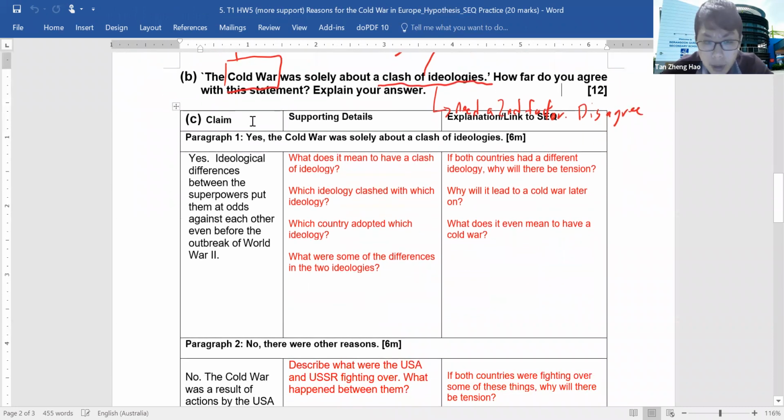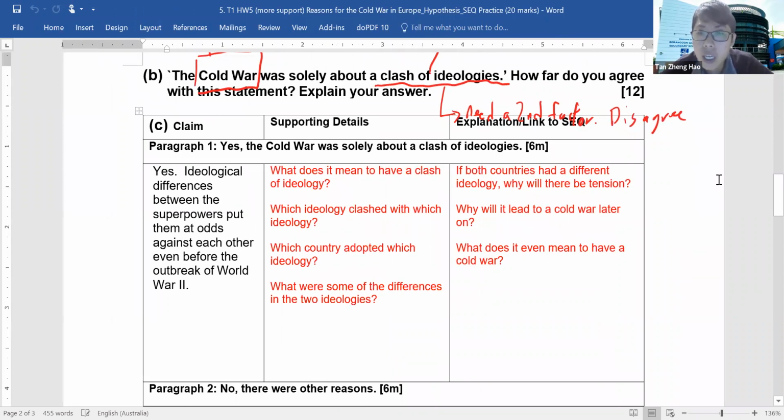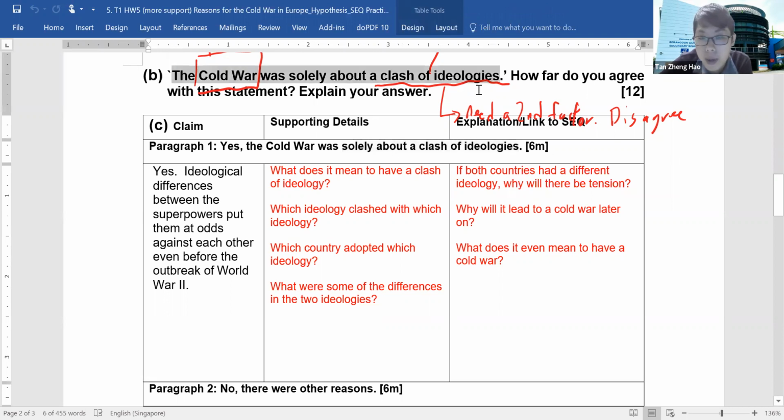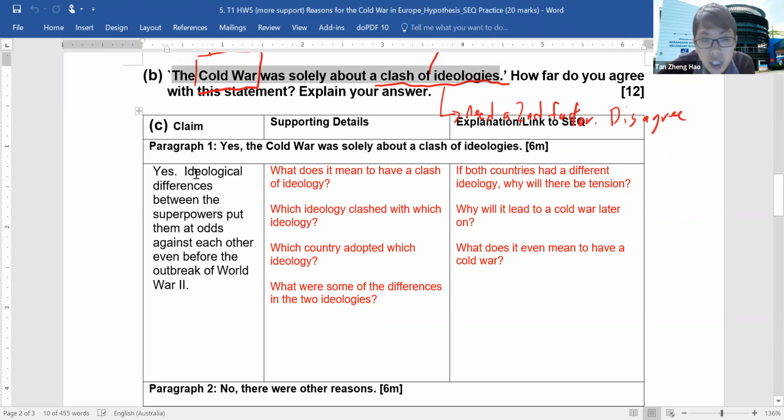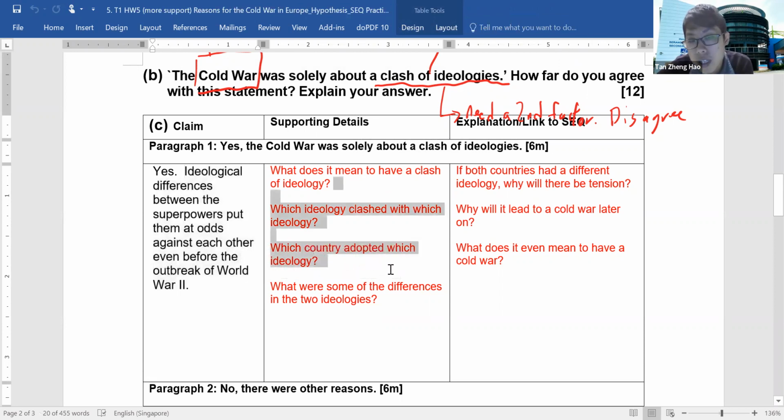Okay, so that is the big task you need to do. Let's look at one paragraph. I'm not going to give you the answer, but I'm going to tell you roughly where you can look. I want you to try. If you look at the first paragraph, we plan out the answer a little bit here. You start off by saying, I agree with the statement because the Cold War was solely about a clash of ideology. I kind of repeat the statement here, right? Ideological differences between the superpowers put them at odds against each other before the outbreak of World War II. So this is your first line, and you need to give more supporting details.